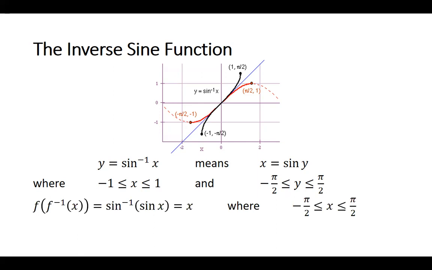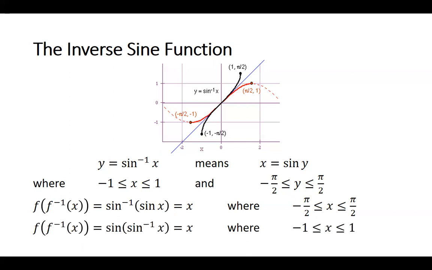And since these are inverse functions, we can take f of the inverse function of f of x and say that this inverse sine of the sine of x is equal to x. So if we take the sine of an angle and get a trigonometric ratio, and then we take the inverse sine of that trigonometric ratio, that takes us back to that original angle x. And that's where x is between negative pi over 2 and pi over 2.